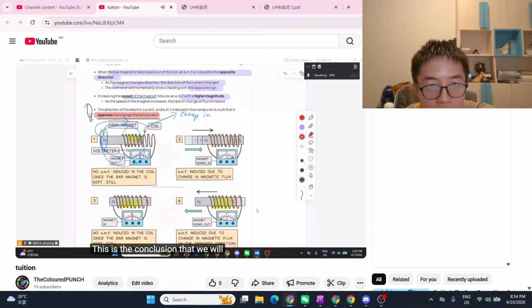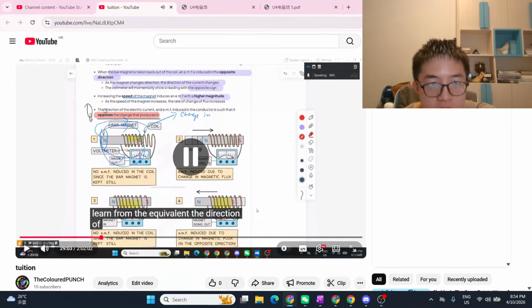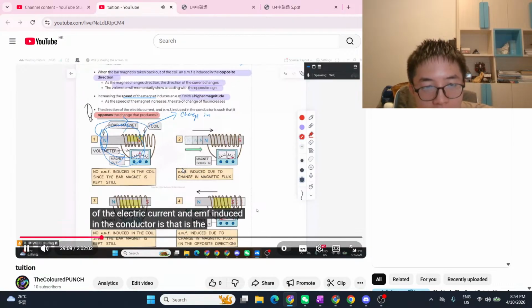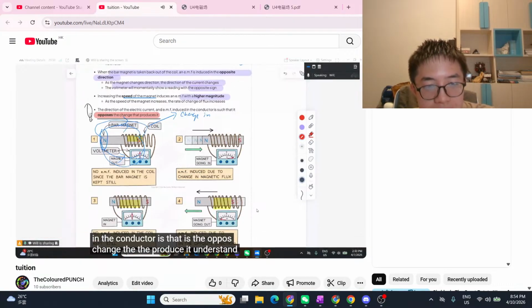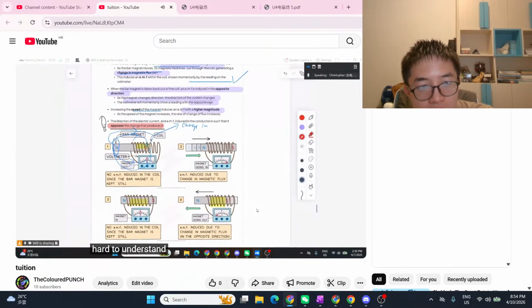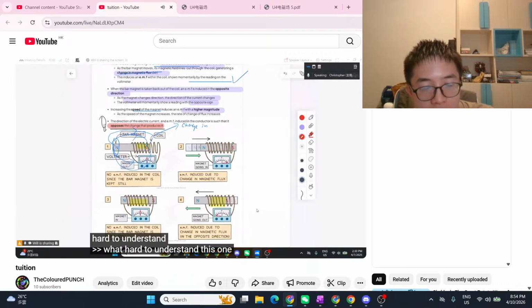This is the conclusion that we will learn. The direction of the electric current and the EMF induced in the conductor is such that it opposes the change that produces it. Understand? It's a bit hard to understand. You don't understand this one?